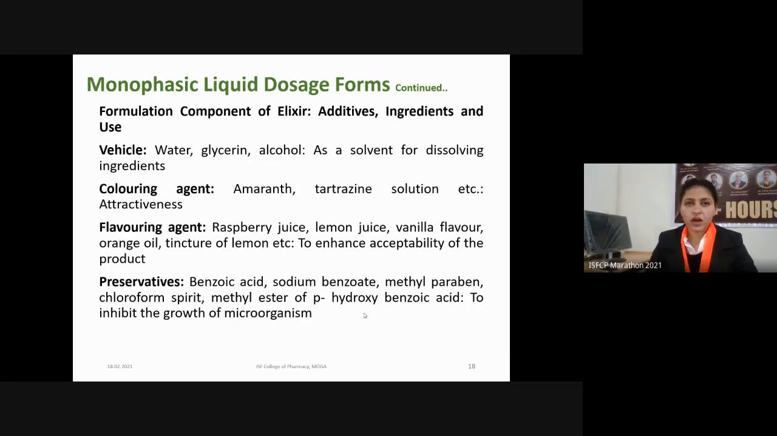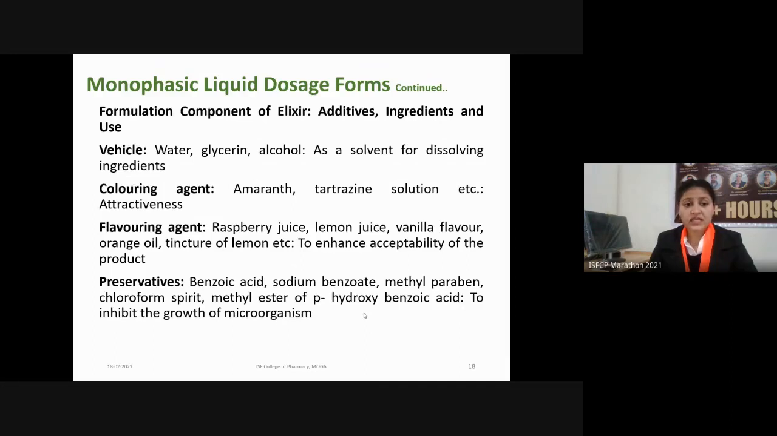Now, as we have discussed the types of elixirs, we are going to discuss the components that we are going to use in the preparation of the elixirs: the additives, the ingredients, and the uses of the elixirs. The first component is the vehicle. We can use water, glycerin, and alcohol as the vehicle of the elixirs. These vehicles help us to dissolve the ingredients within themselves.